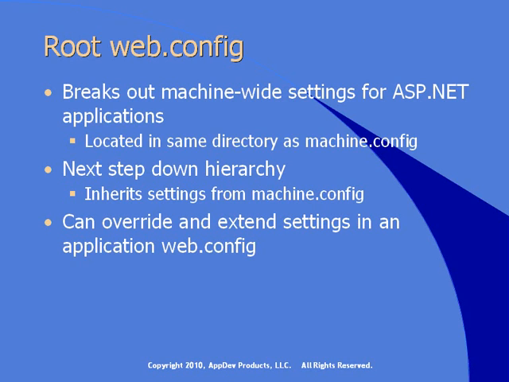Now, there are some settings that you can't override. For example, the process model element in machine.config configures settings on a Microsoft Internet Information Services web server. This affects all ASP.NET applications that are running on the server, and you can't override those settings within individual applications.